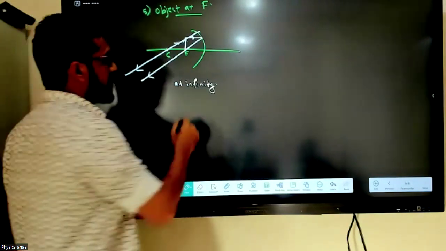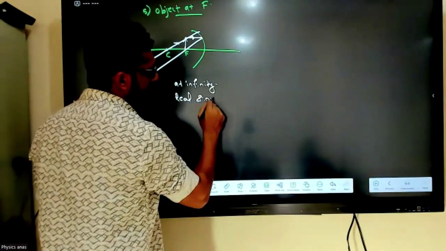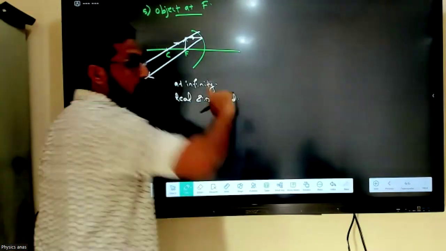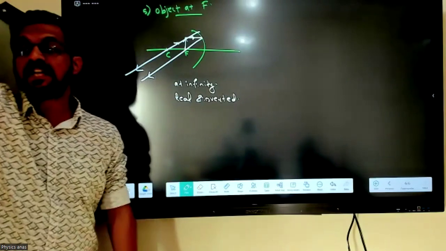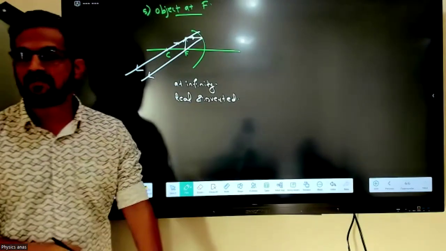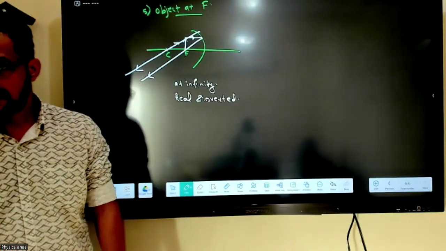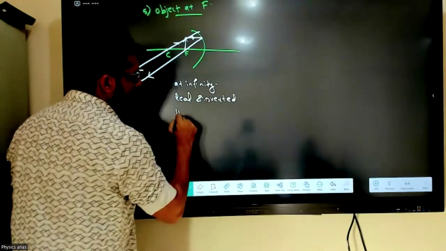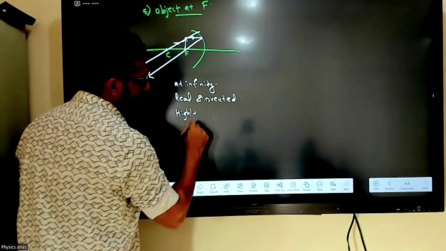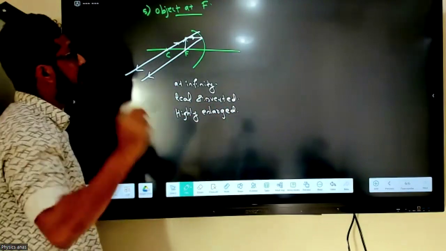The image will be at infinity, and it will be real and inverted, because the two light rays are going to infinity and they will meet there. So it is a real and inverted image. You got it? And that image will be highly enlarged.